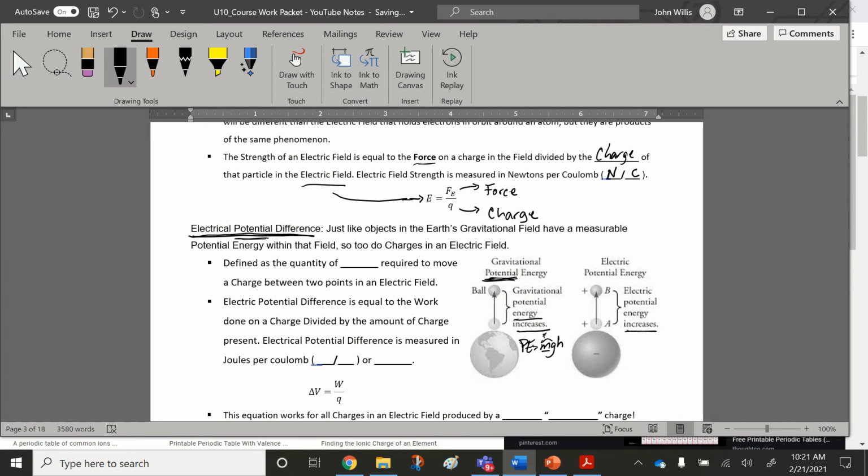Electric potential energy would also increase the further away you get it. We do this by measuring the amount of work, or remember, work was proportional to energy, so it's measured in joules still, divided by the charge of the object. So it's defined as the work required, which we just got done talking about in Unit 9, the work required to move a charge. And that electrical potential difference is going to be measured in a joule per coulomb, or what we now call a volt.